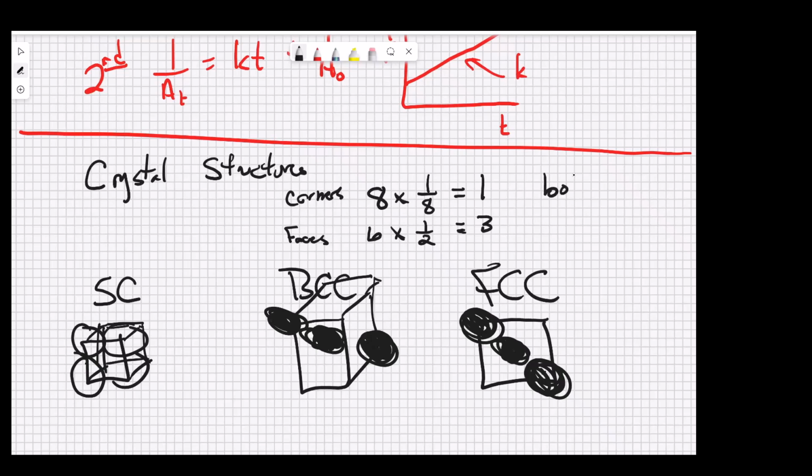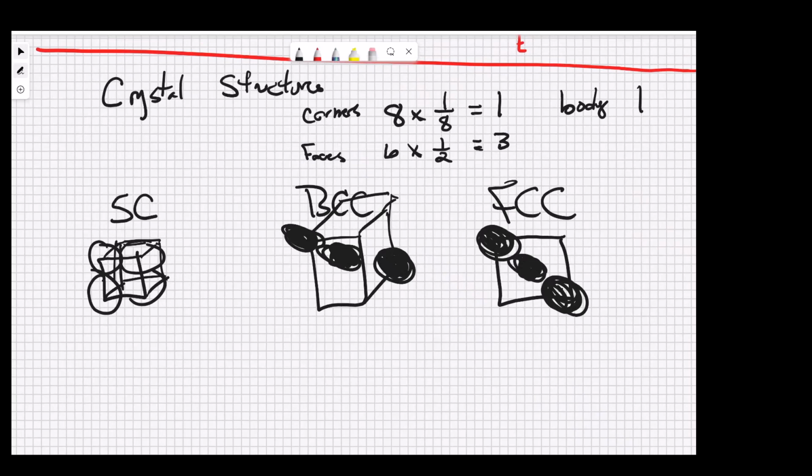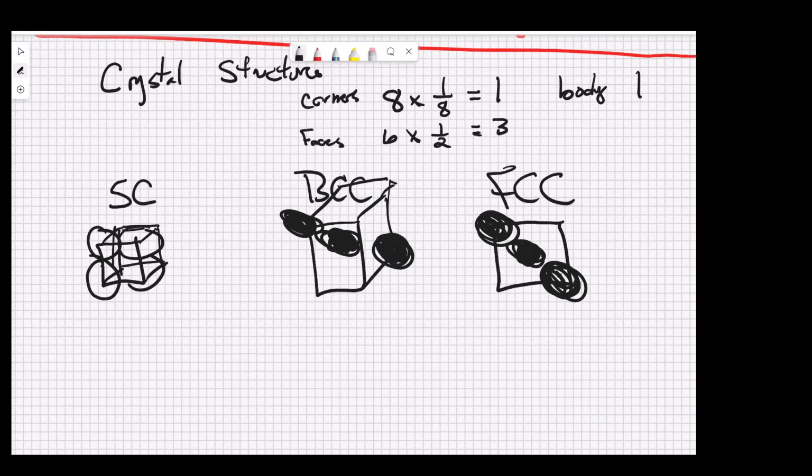What about the body? Well, we can have 1 in the body, and if it's in the body of the cube, it's not shared with any other cubes, right? So how many atoms do you think would be in a simple cubic cell then? Only 1 atom, because there are 8/8 on the corners, and there are only atoms on the corners in a simple cube.